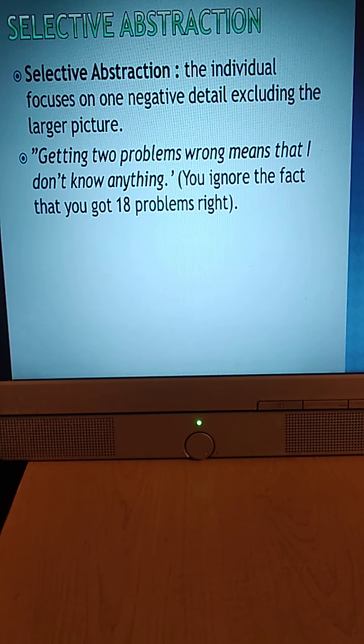The next is selective abstraction. This is when the individual focuses on one negative detail, excluding the larger picture. So this example says that getting two problems wrong means that I don't know anything. Well, the person is completely ignoring the fact that they did get 18 problems right, and so they knew quite a bit. Illogical thinking.